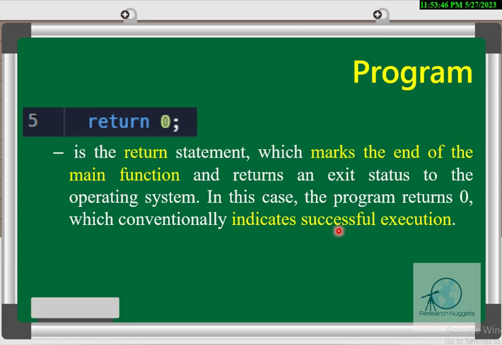We have the next statement, which is return 0. The return 0 normally indicates or marks the end of our main function. And in most of the times, the return 0 indicates a successful execution.